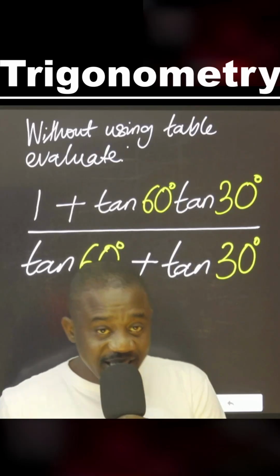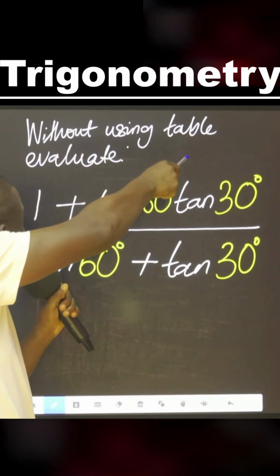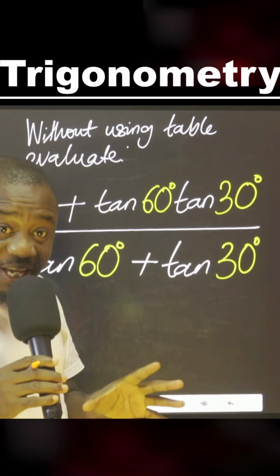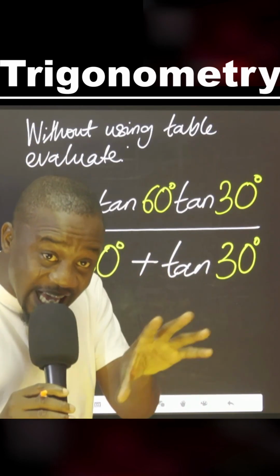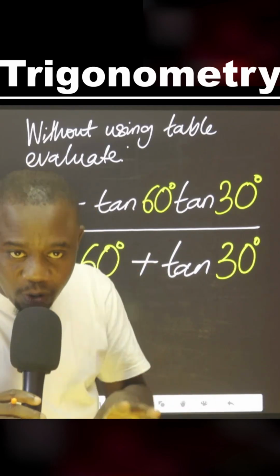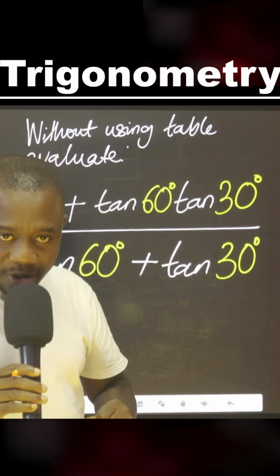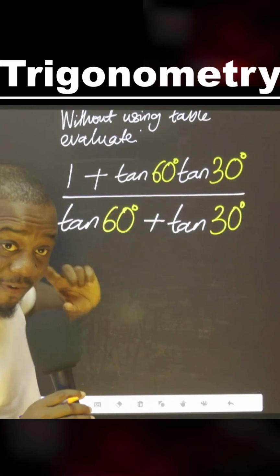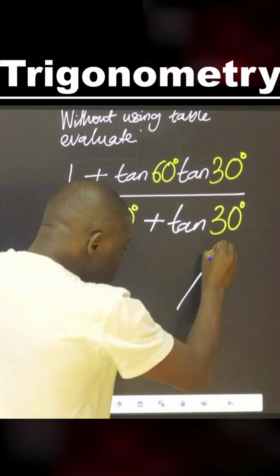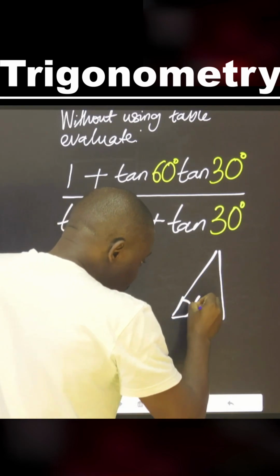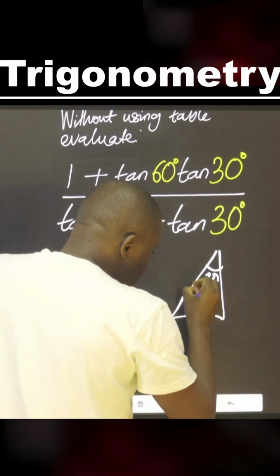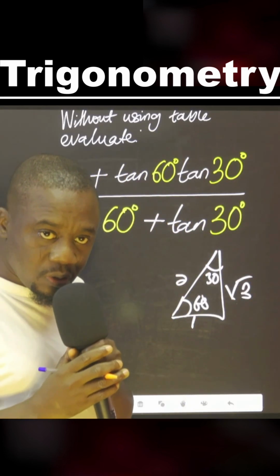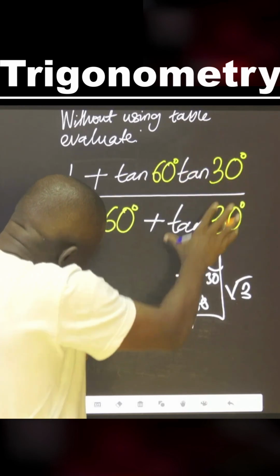Let's look at this. It says, without using table, evaluate this. As you can see, the first thing you should be watching out for is special angles. 60 is a special angle, 30 is a special angle. Therefore, be very quick and draw out the diagram for these special angles. From here now, you can get everything you want.